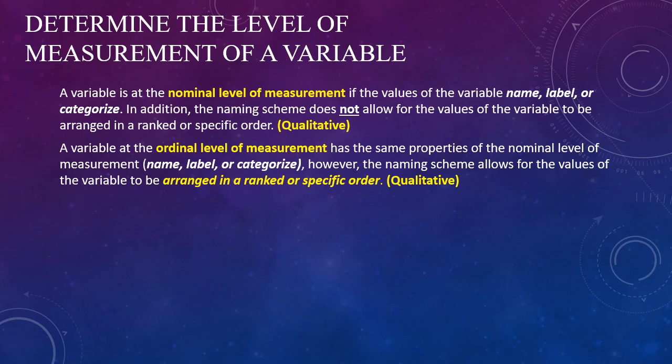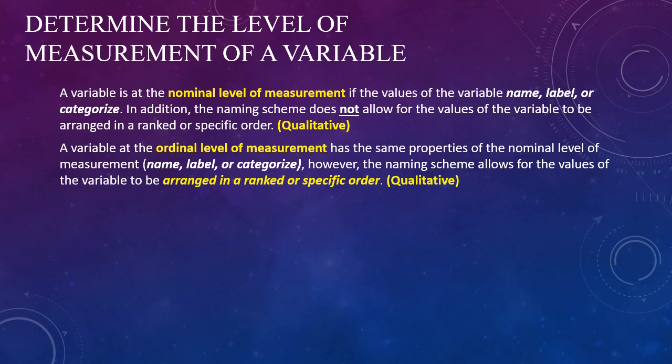So the nominal level of measurement is when the variables name, label, or categorize something. Well, of course, that happens for really any kind of variable because that's what a variable is, some way of creating a category or characteristic.